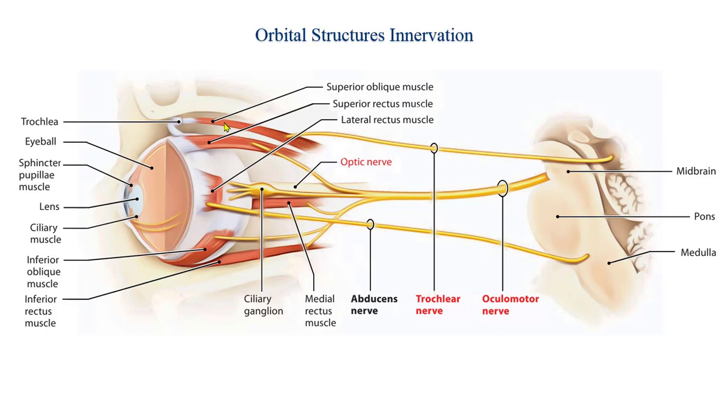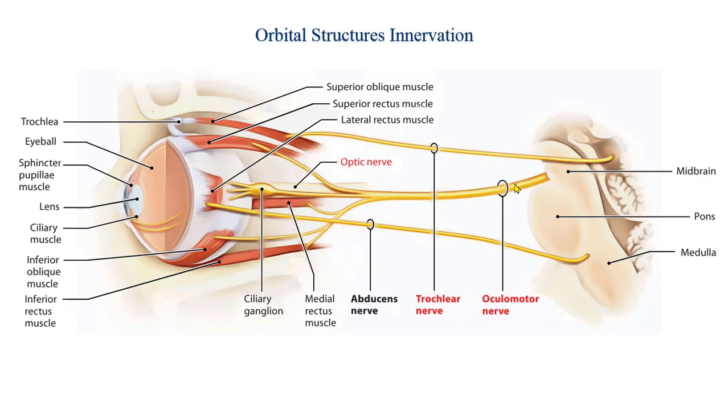The trochlear nerve is unique among the cranial nerves in several aspects. It has the greatest intracranial length and it is the only cranial nerve that exits from the posterior surface of the midbrain. Next nerve is the oculomotor nerve, and as you probably remember, this one is the third cranial nerve.